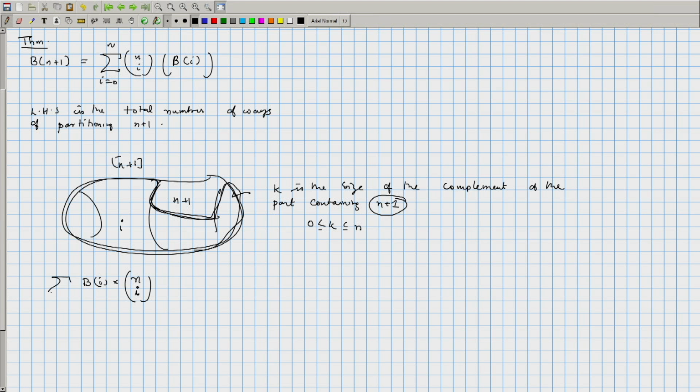If you sum this over all possible values of I going from 0 to n, we will get the total number of ways of splitting. So, that basically proves this combinatorial identity. We will stop here.